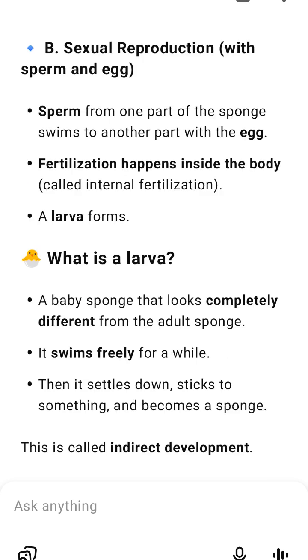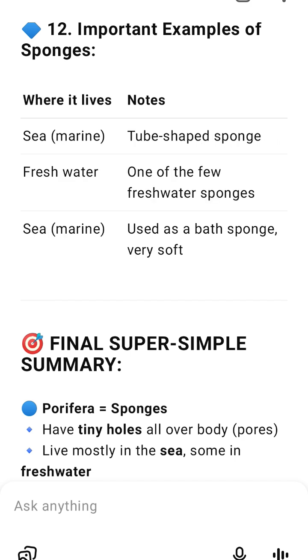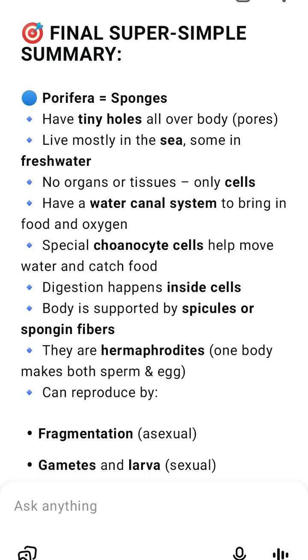8. Sexes and reproduction. Sponges are hermaphrodites. One animal produces both sperm and eggs. They can reproduce in 2 ways. A. Asexual reproduction by fragmentation, a piece grows into a whole new sponge. B. Sexual. Sponges produce sperm and eggs.